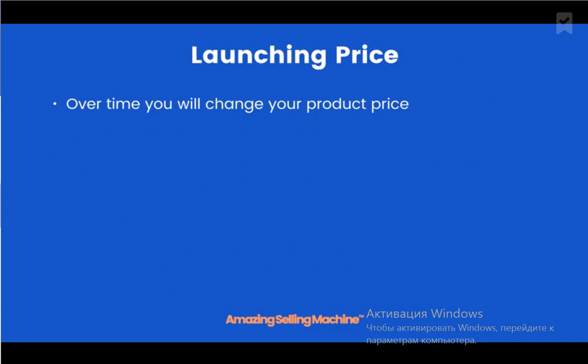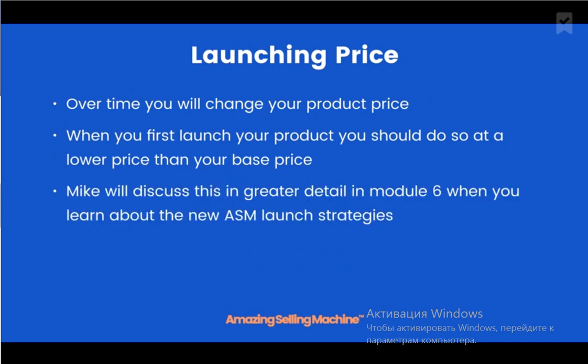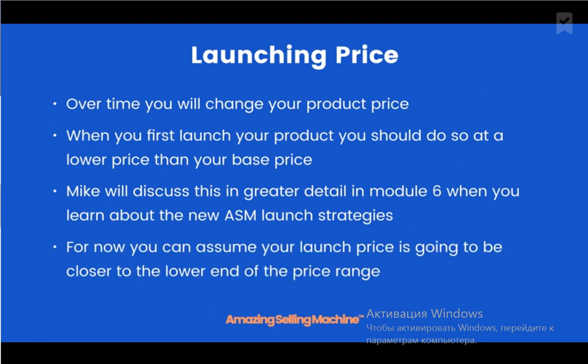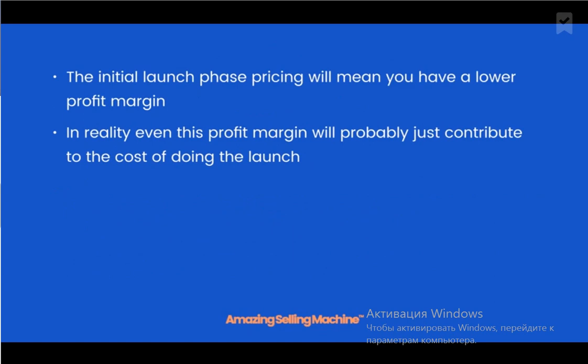Launching price. Over time, you will change your product price, as you will see. When you first launch your product, you should do so at a lower price than your base price. Mike will discuss this in greater detail in Module 6 when you learn about the new ASM launch strategies. For now, you can assume your launch price is going to be closer to the lower end of the price range. The initial launch phase pricing will mean you have a lower profit margin. In reality, even this profit margin will probably just contribute to the cost of doing the launch. However, this is completely normal.